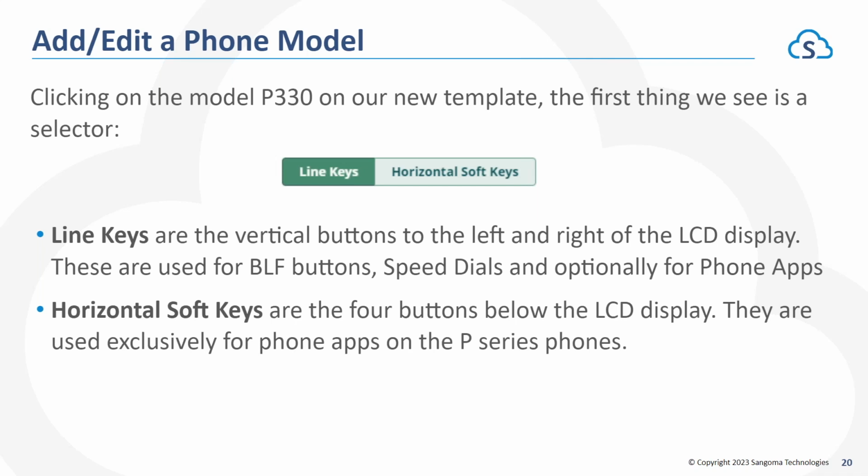The line keys in this context are the vertical buttons to the left and right of the LCD display on the phone. These can be used for BLF buttons or speed dials, or optionally for phone apps. You can also define DTMF buttons here as well if you need to play DTMF tones while you're on a call. The horizontal soft keys are the 4 buttons immediately below the LCD display on the P330. These are used exclusively for phone apps.